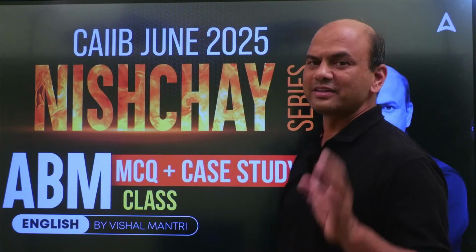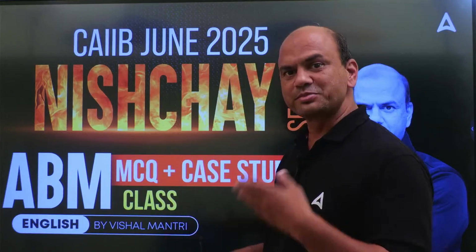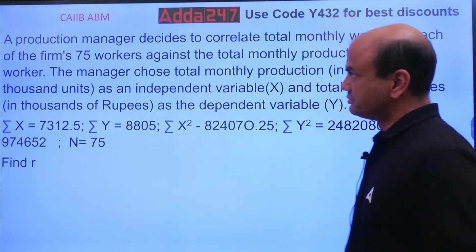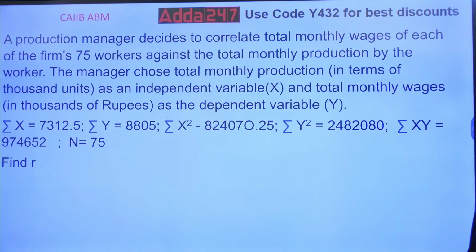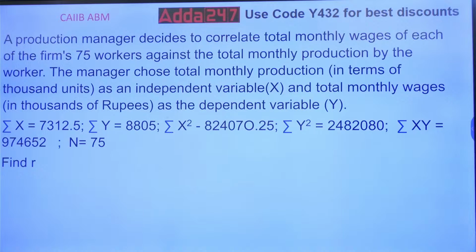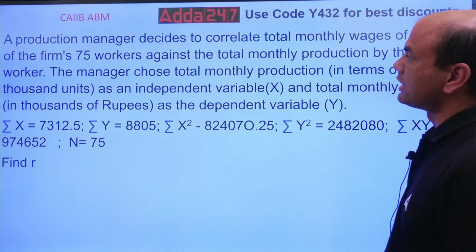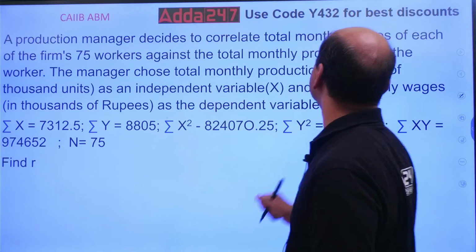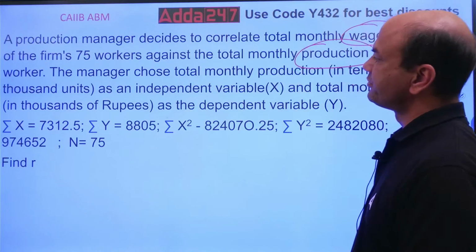First only we'll start with the numerical case study, 5 marks case study, directly. First ball sixer. Read this, everyone. A production manager decides to correlate total monthly wages of each of the firm's 75 workers against the total monthly production by the worker. Means what? Correlation is in between wages, income and production.